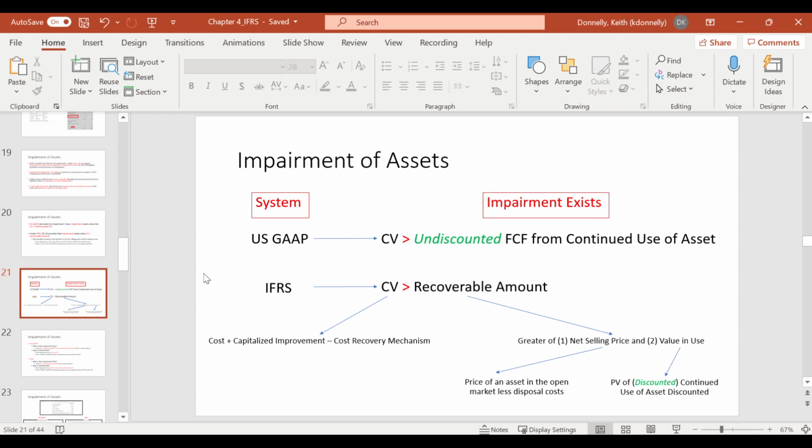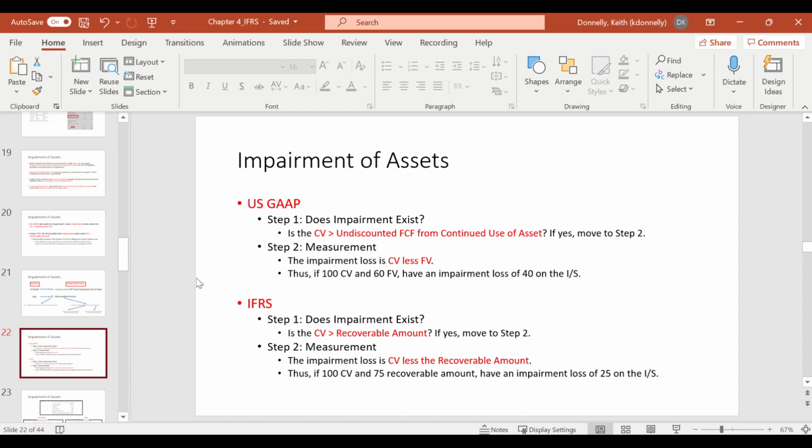IFRS in distinction says, we have impairment when the carrying value is greater than the recoverable amount. Now, when we're talking about the recoverable amount, that's going to be the greater of generally what we can sell it for or the discounted future cash flows. So the idea here is it's similar to up here, except it's discounted. We're going to shrink these down to what they're worth today. So that's the idea with it. They're similar in setup when determining if there's impairment.